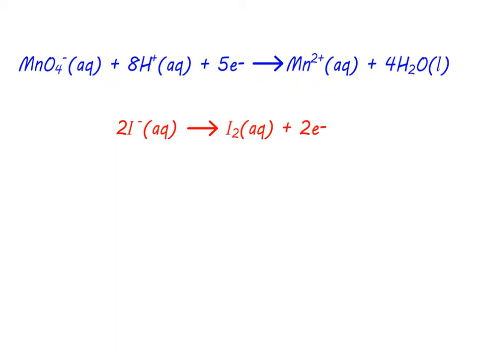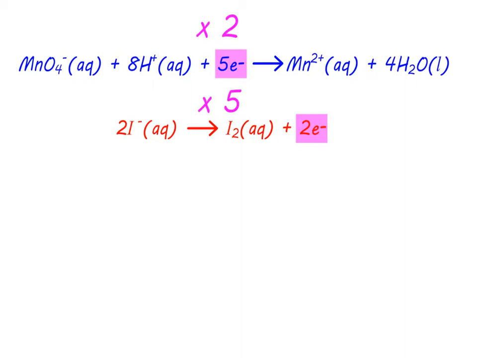Before we add the half equations, we must first make sure they both involve the same number of electrons. In the top equation, we have 5 electrons involved, and in the bottom we have 2. We need to find a common multiple of 5 and 2, which is 10, and so if we multiply the top equation by 2 and the bottom equation by 5, we will end up with 10 electrons in both equations.